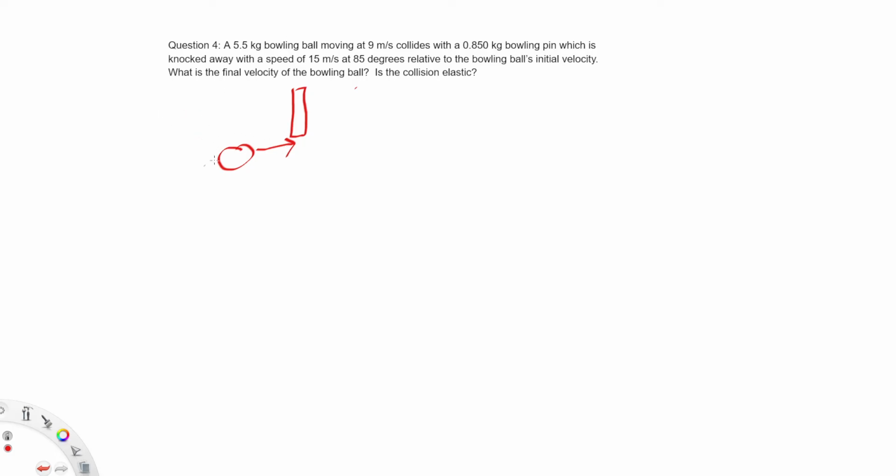So situation A, we have the ball coming in, the pin being stationary. Situation B, we have the pin flying off at an angle of 85 degrees, and the ball presumably has been deflected downward. So the pin is deflected by 85 degrees, and the bowling ball is deflected by some amount. This is situation A. This is situation B.